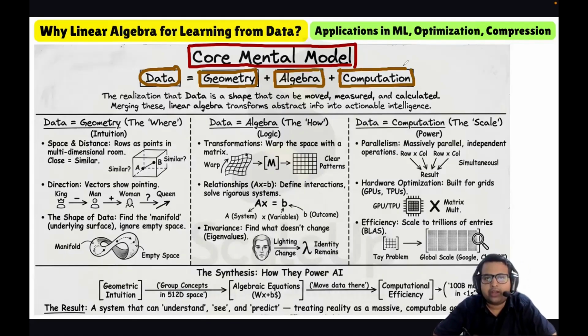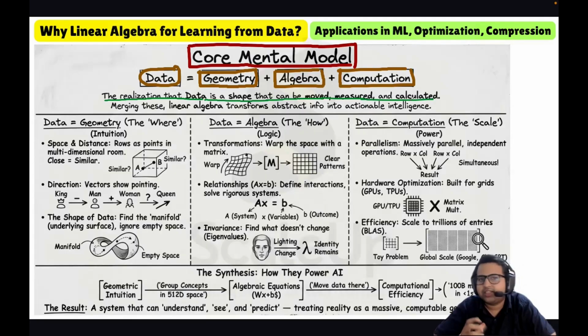So the core mental model is the realization that data is not just a list of numbers. Data is a shape that can be moved, that can be measured, and that can be calculated. Rather, data is a shape, a pattern, which can be transformed, which can be moved, which can be measured, and which can be calculated.